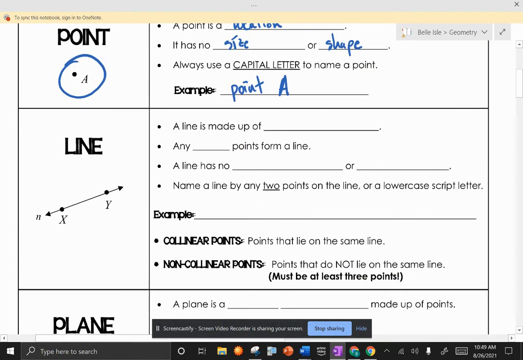So let's move on to line. A line is made up of... I'm missing half the paper. What in the world? It's just gone. The paper's deformed. Did we have any extras?